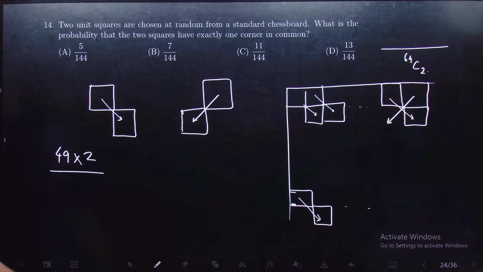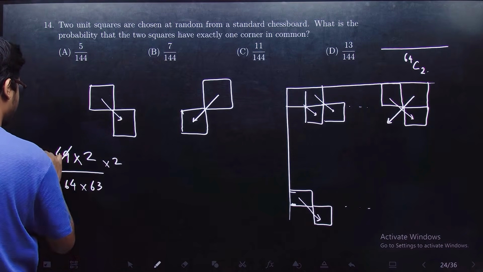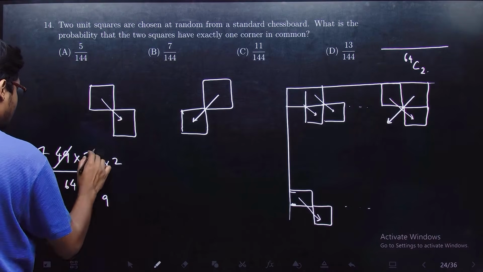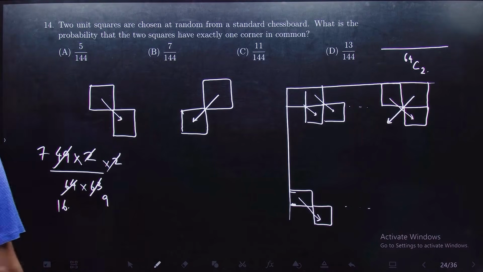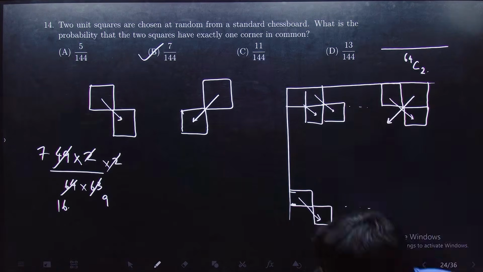Divided by 64 choose 2. So that's 64 into 63 times 2. So 7, 9, 16. So that's basically 7 by 144, right? So that's option B for us, okay? As simple as that, okay? So all you had to do was picture how a standard chessboard looks, okay? So the final answer is 7 by 144. All right.